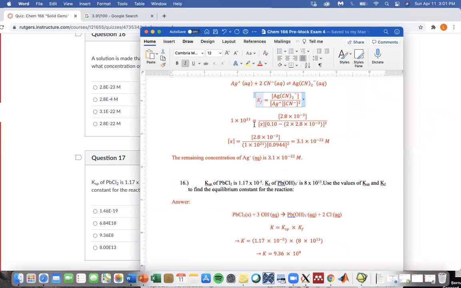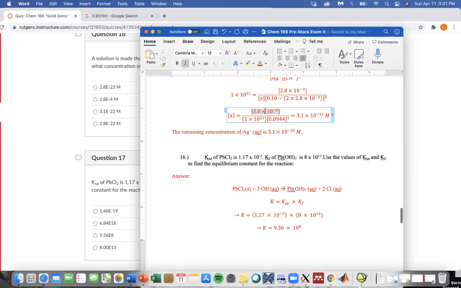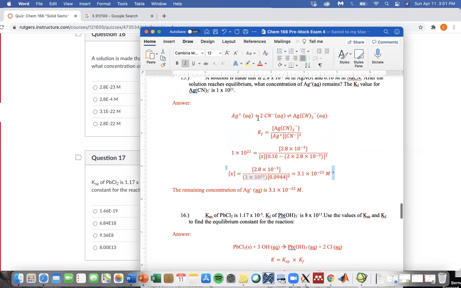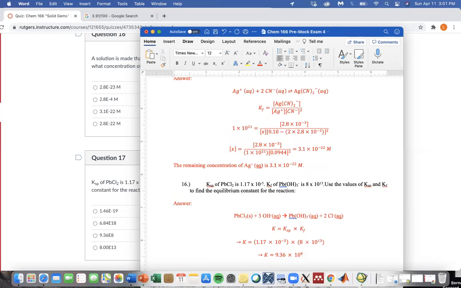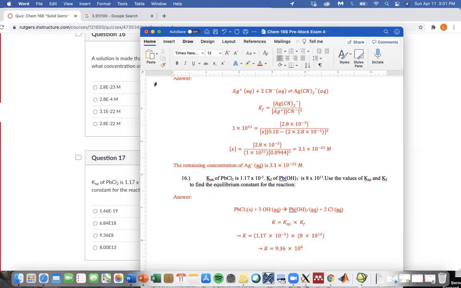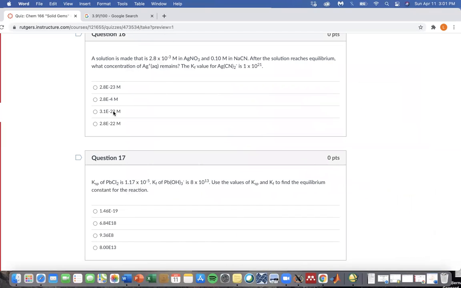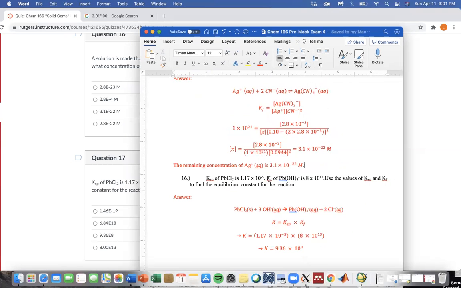And so here it is. You have 2.8 times 10 to the negative 3 over 1 times 10 to the 21st, which is your Kf value, times your concentration of CN minus squared. And so you should get an overall x value of 3.1 times 10 to the negative 27th molar. And this should make sense because this concentration should be really small, because we had just talked about how it couldn't be 0, but it was going to be almost 0. So in this case, I think it was 3.1 times 10 to the negative 22nd.